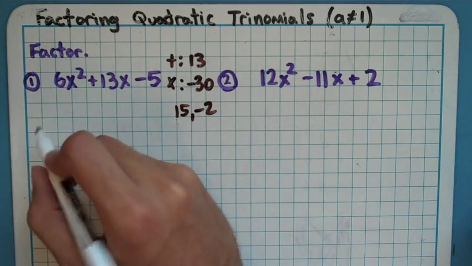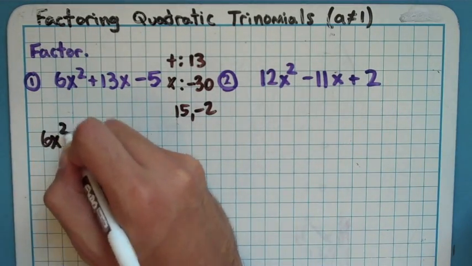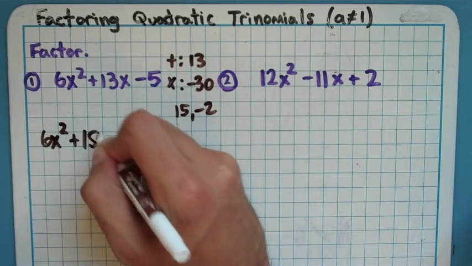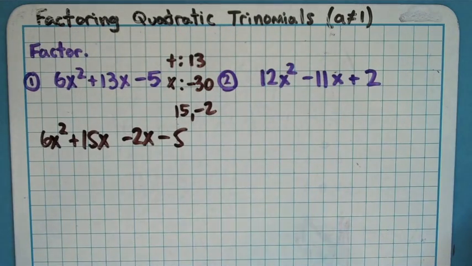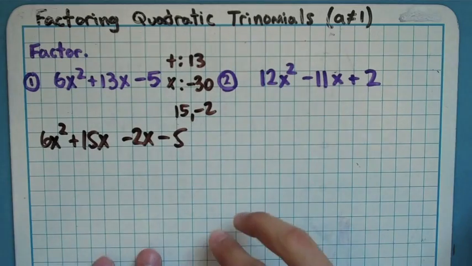So with that being said, we're going to rewrite our problem just like before. Plus 15x minus 2x minus 5. And if you had written the problem the other way around, that's totally fine. It'll end up with the same answer, although your steps along the way will be different.